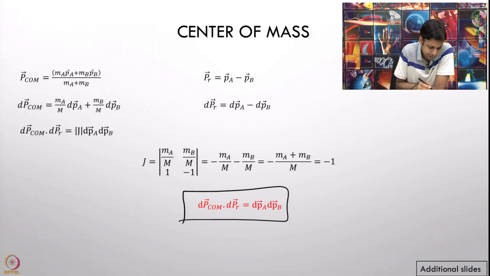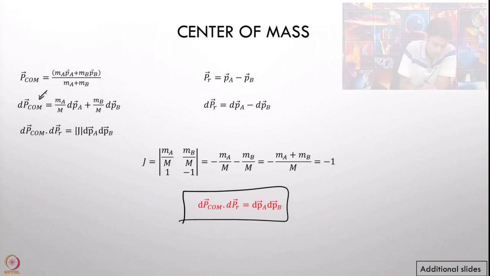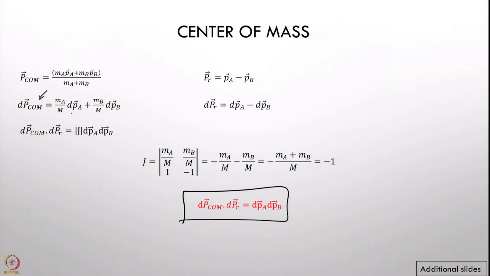All you do is find the derivative of these variables with respect to P_A and P_B. You get this M_A over M, M_B over M and the corresponding coefficients here. You find this determinant and take the magnitude of this determinant. These things are easy to prove, although we will not take this officially as a part of this syllabus.